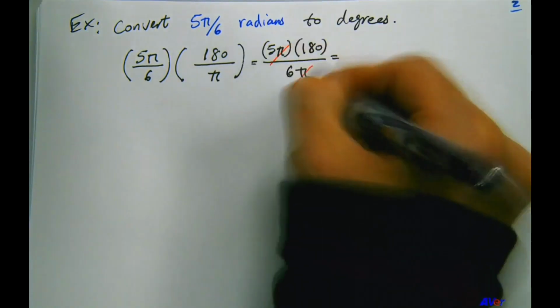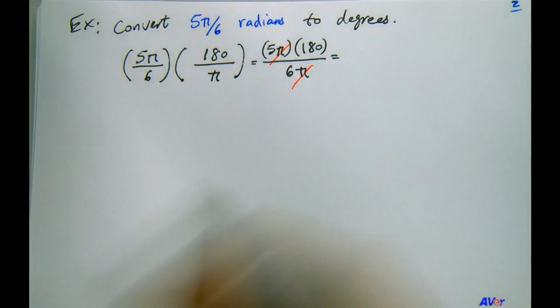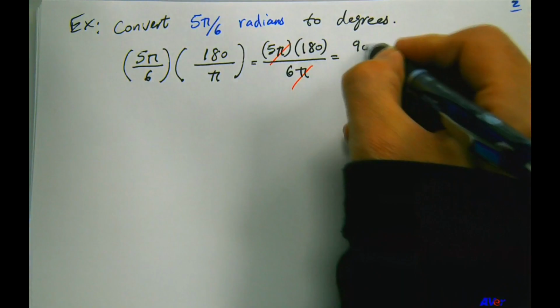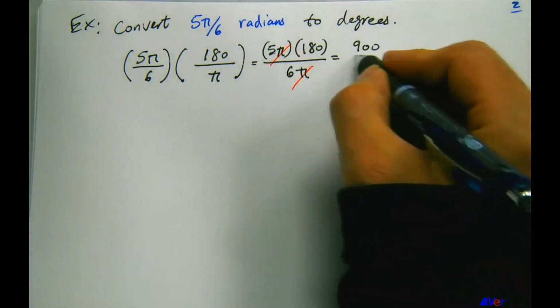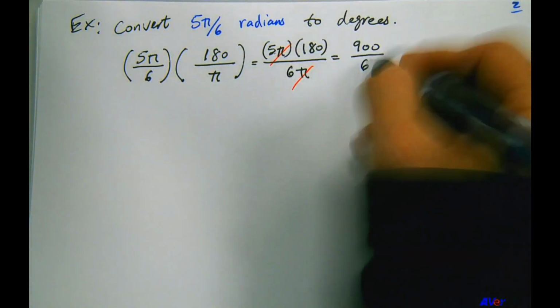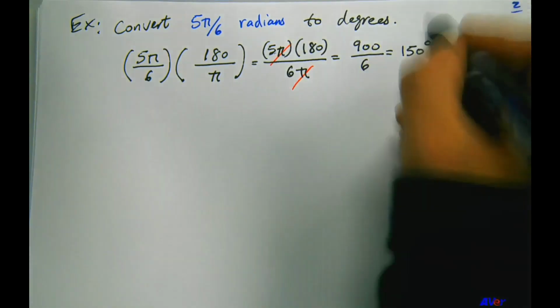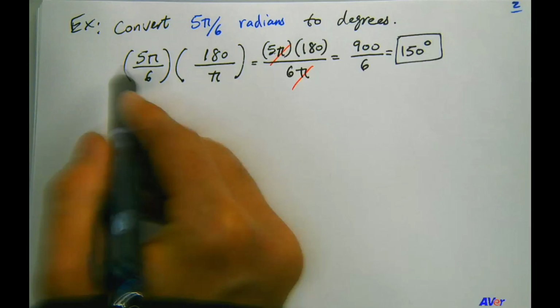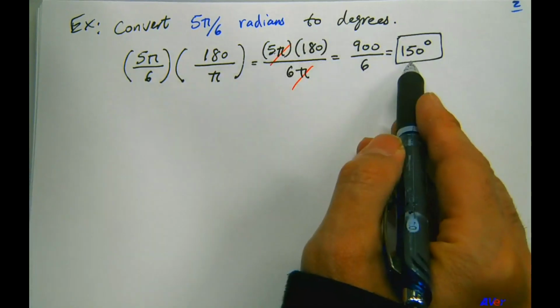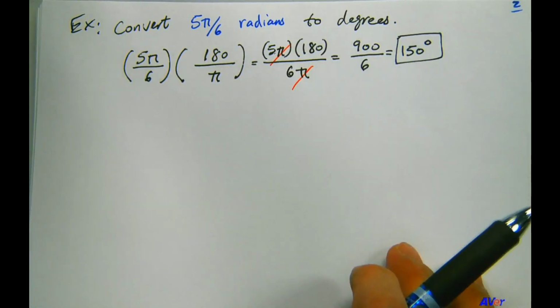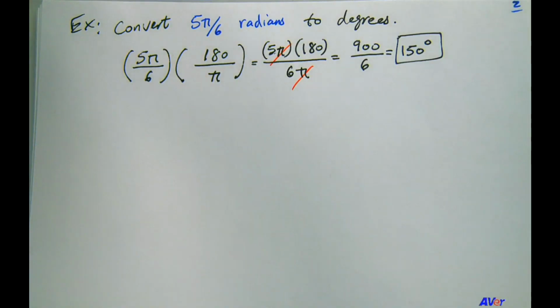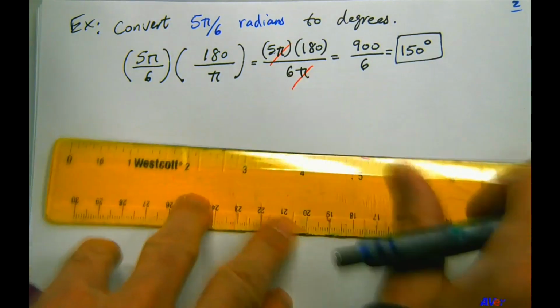So pi and pi cancel out, and we end up with 900, right? 5 times 180 is 900 over 6. And of course, this is 150 degrees. Okay, so 5 pi over 6 is 150 degrees. And what would this represent?